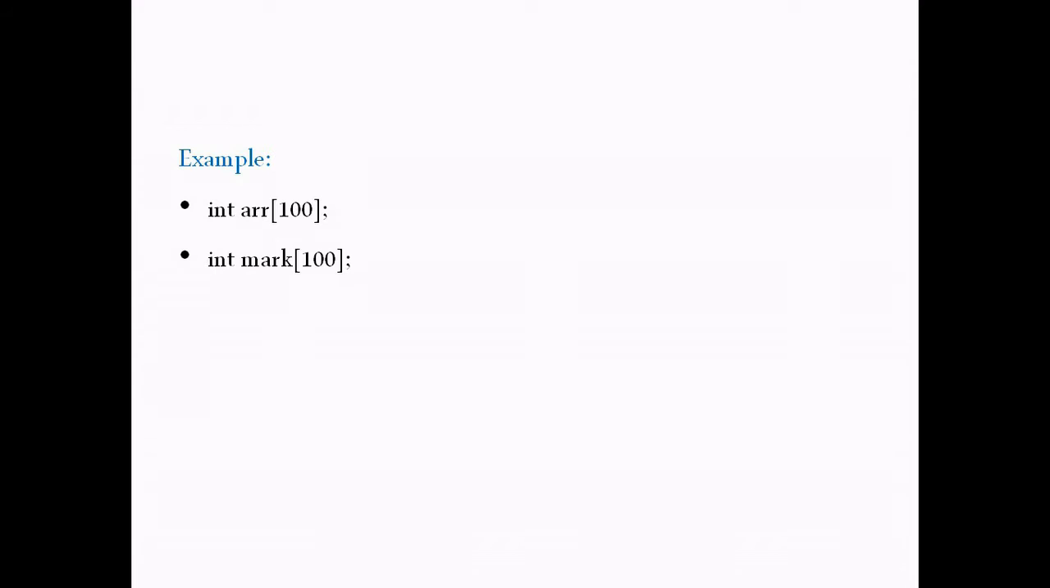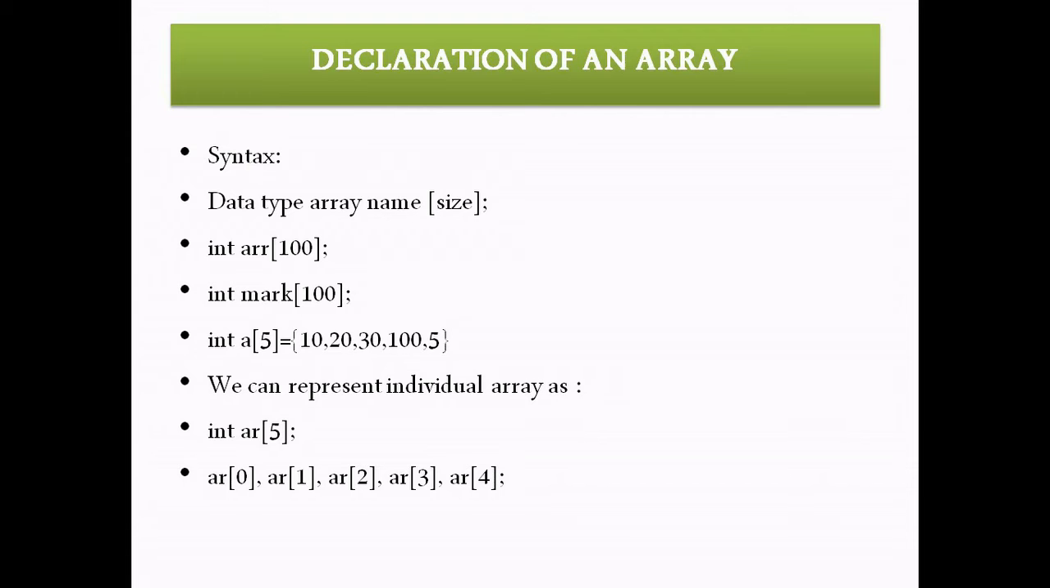Declaration of an array. First we declare the data type, then the array name, then the size. These are examples of array declaration. The declaration of an array tells the compiler the data type, the name of the array, and the size of the array, and that each element occupies memory space.